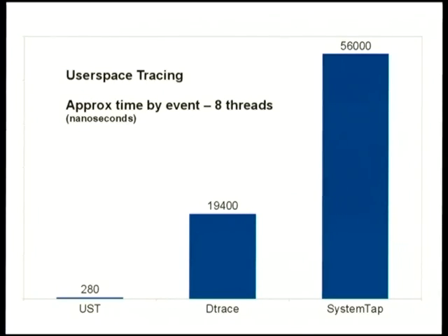SystemTap doesn't have the same goal as LTTng. LTTng really wants to get all the data out of the system, and you do the analysis after the fact, whereas SystemTap is really more geared to running some script that will do the analysis online and just give you aggregated data at the end of your session.